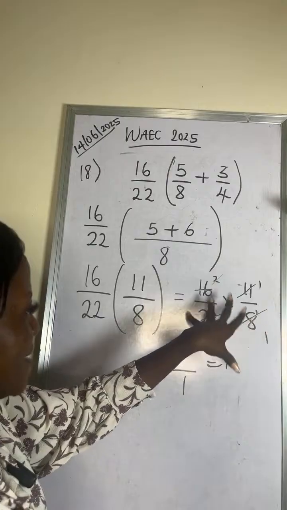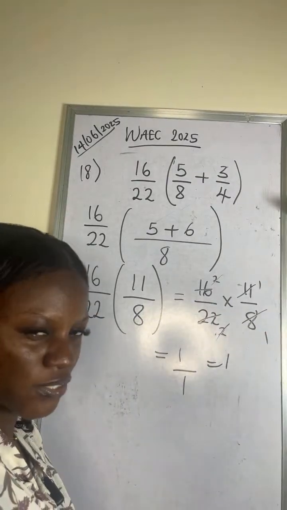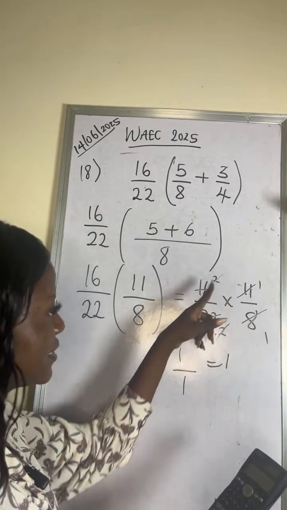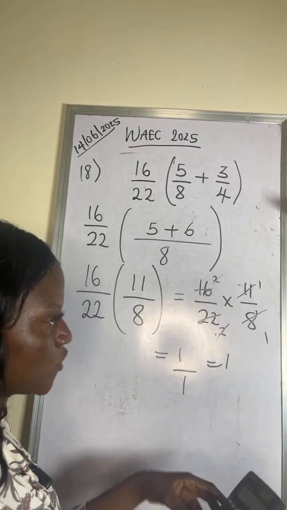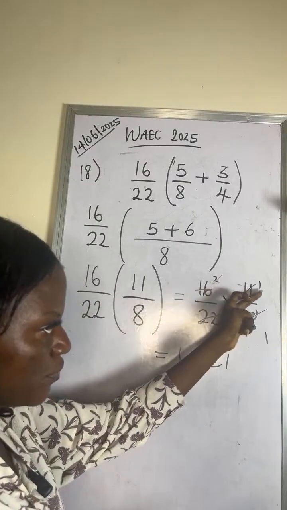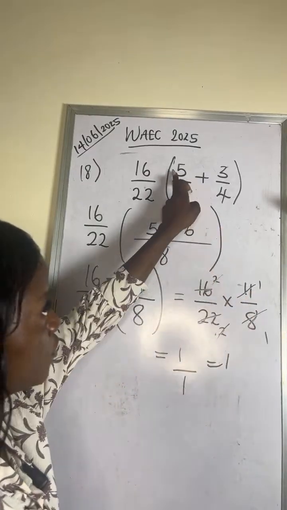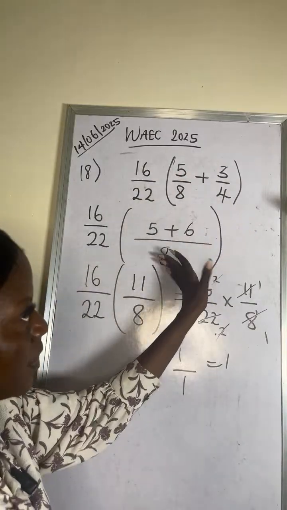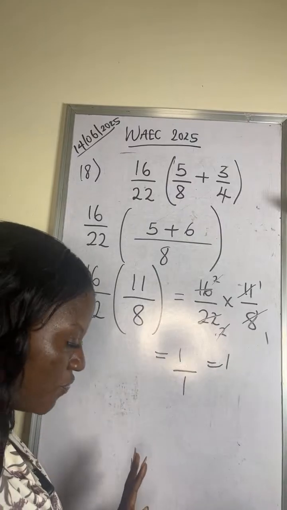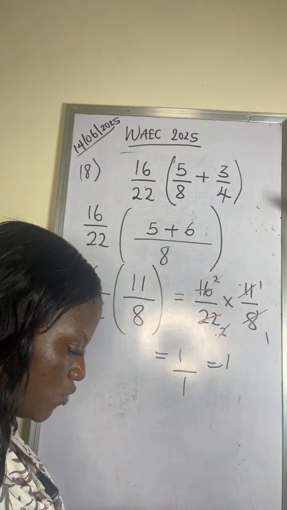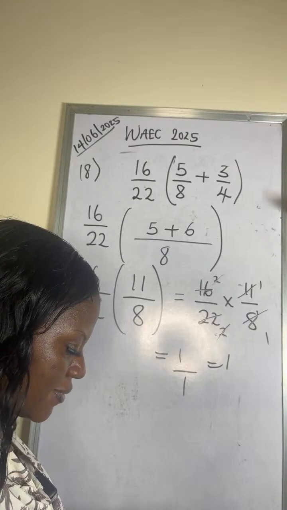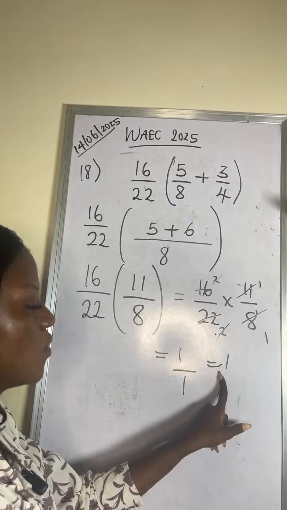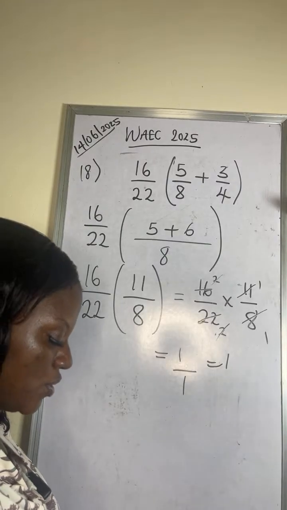I don't know if I was too fast with this. I'm sorry, but if you have your calculator in your exam hall, just do it like that so that you don't make any mistakes. 16 times 11. So when it comes to multiplication, you can now do it like this. But when it comes to addition, don't do this. Or subtraction, don't do that. Just find the LCM and go from there, right? Divided by 22. So thank God we got the answer. So the answer is 1, okay? If you don't know how to separate it like that.